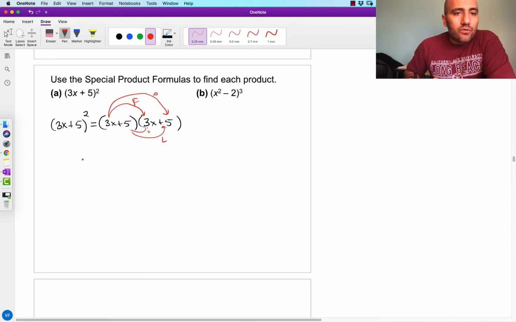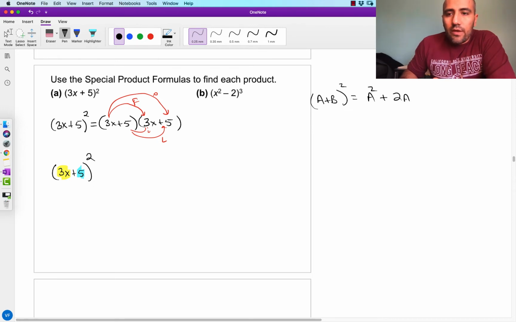But the goal here is to use those special products to establish a pattern. So if we do this, we have 3x plus 5 squared. What we could do is think about this as the A and this as the B in our binomial expansion. So from the table above, we can see that A plus B squared is equal to A squared plus 2AB plus B squared. So just from remembering that pattern, it's the first term, that's the A, the first term squared in the beginning, and then at the end, it's the second term squared.